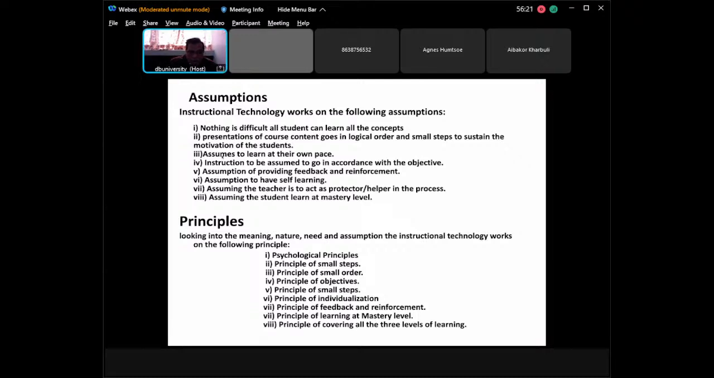Certain principles have been drawn by looking into these assumptions. The principle of small steps has already come under that assumption. The principle of logical order, the principle of objectives, the principle of individualization, feedback and reinforcement, all these have been put as the principles of instructional technology. In case we want to go with instructional technology, every teacher is to bear in mind these principles.